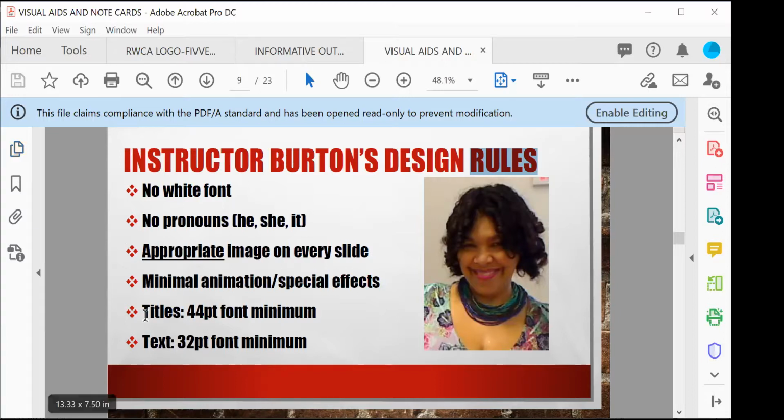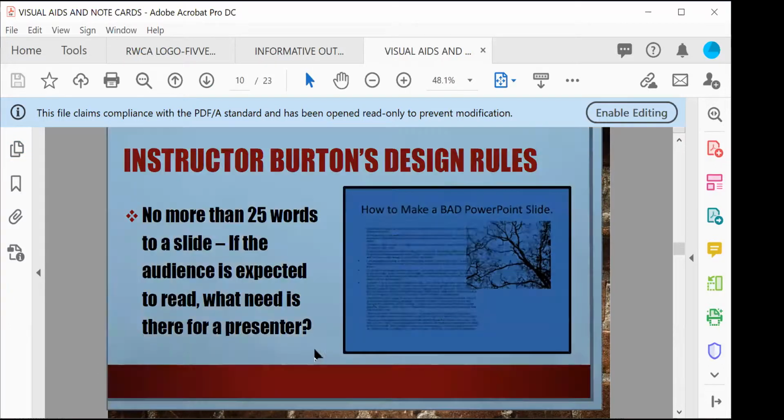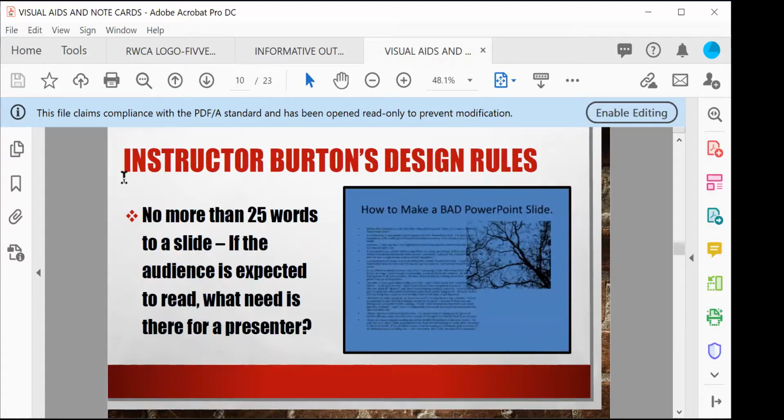I mentioned the 44 and the 32 there. Here you go, no more than 25 words to a slide. We've seen PowerPoints where people have all of this and they're reading and it's like, no.